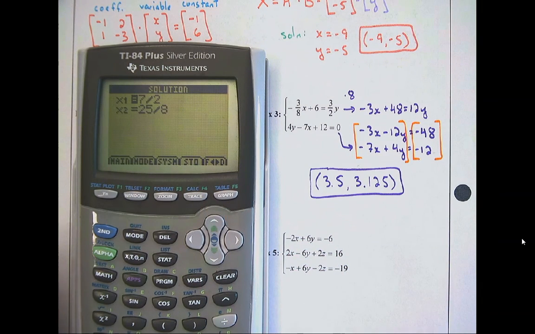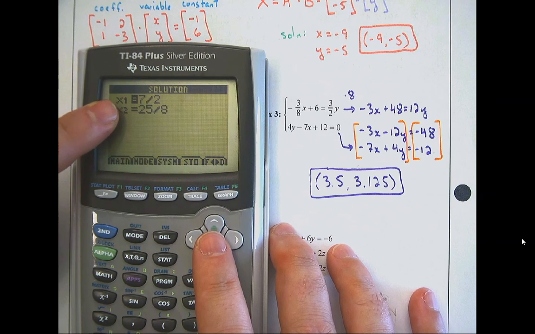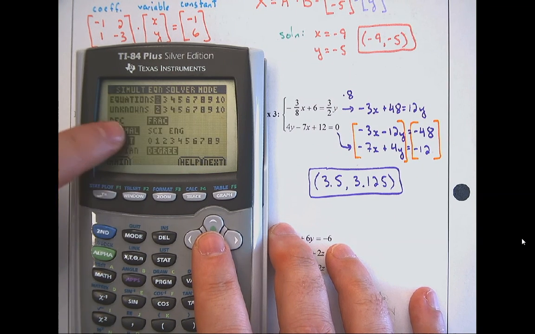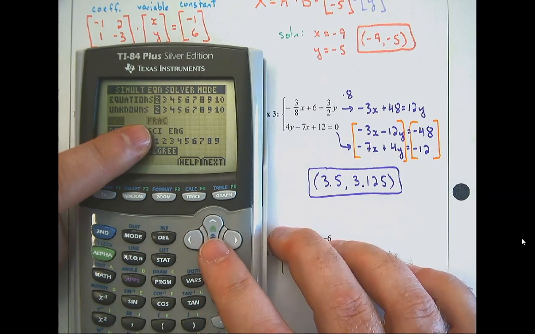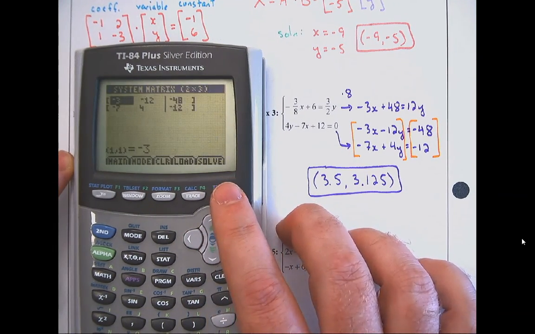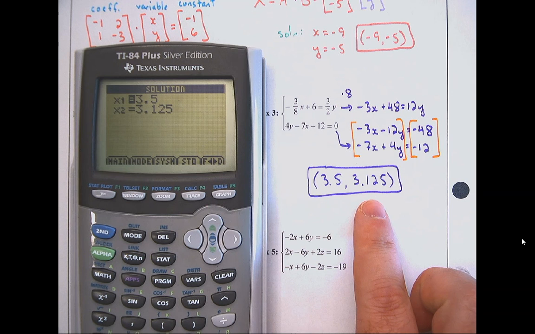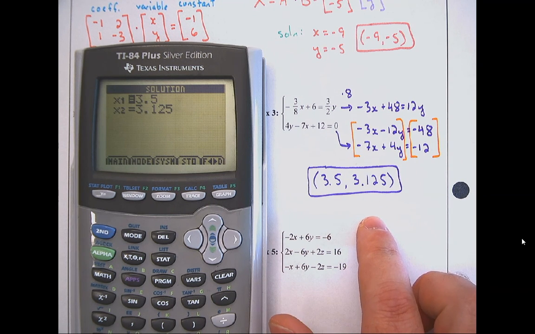Now look, this one gave me it as a fraction because if I go back to mode, you see how I have it set up as a fraction? If I want decimal answers, it'll spit back your answer as a decimal. Either way, sometimes I like fractions better, so maybe I would leave that as a fraction.